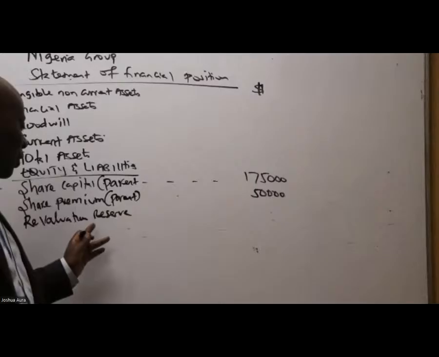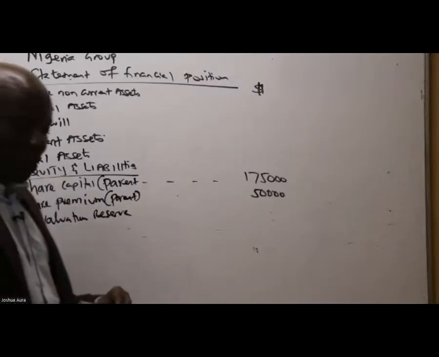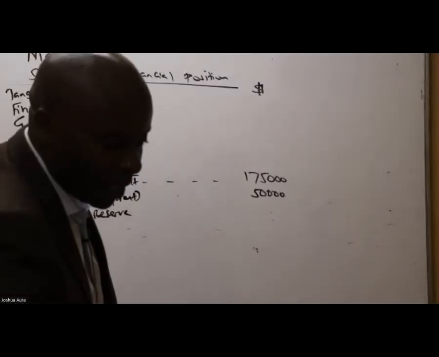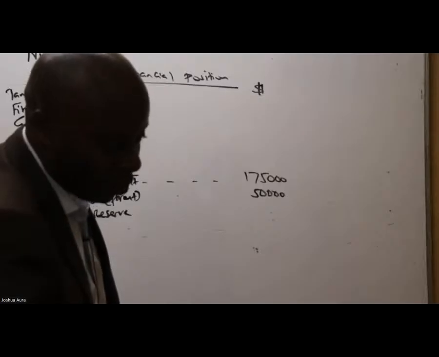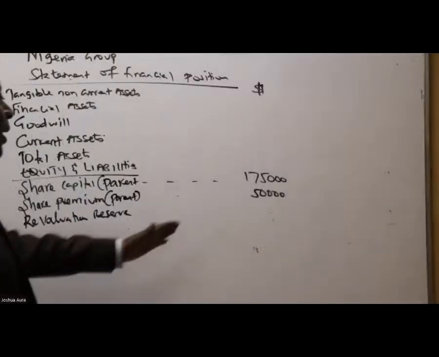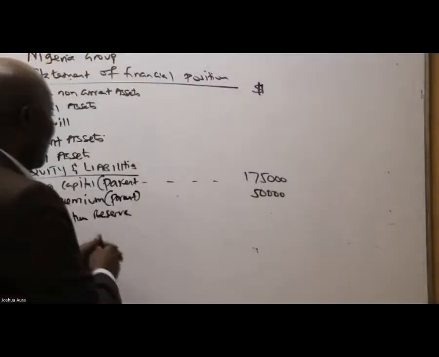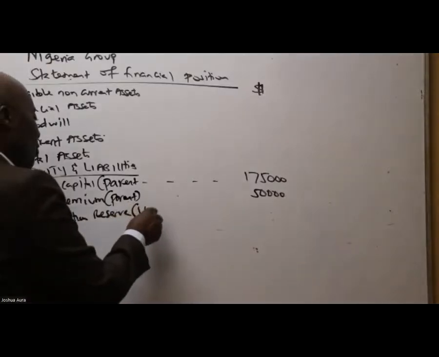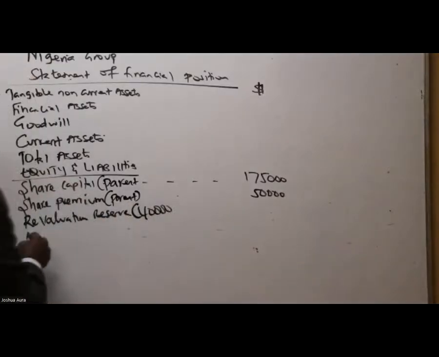So in this case, for revaluation reserve, the figure that you have there, pick the one of the parent only, but with possibilities of being adjusted. So revaluation reserve, I'll pick 40,000 alone. But I can't take it here as the net. This one may need some adjustments.